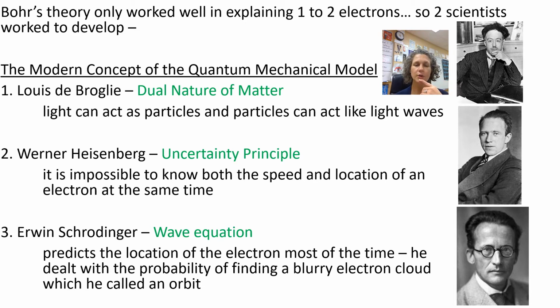And then Erwin Schrödinger, our last guy, he came up with the wave equation, and this can be used to predict where the electrons are most of the time. And so by this point, they had kind of coined the phrase the electron cloud. He said that using this equation, you can find the electron in that orbit or in that electron cloud the majority of the time.